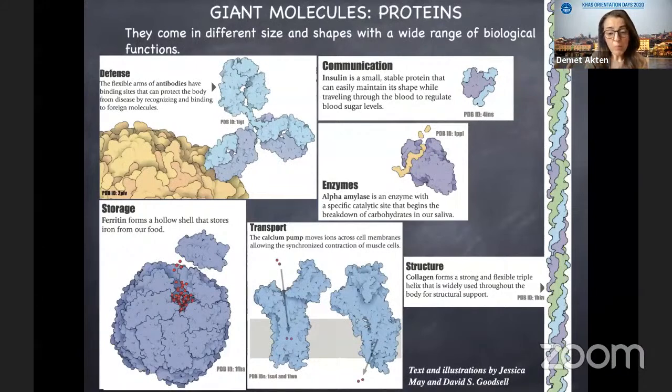And more importantly, transport. Calcium pumps, which are embedded in the cell membrane, allow certain ions to move from inside the cell to the outside or vice versa. And therefore we can keep the concentration of certain ions fixed, which is crucial for cell survival. And lastly, the structure, which is the collagen.